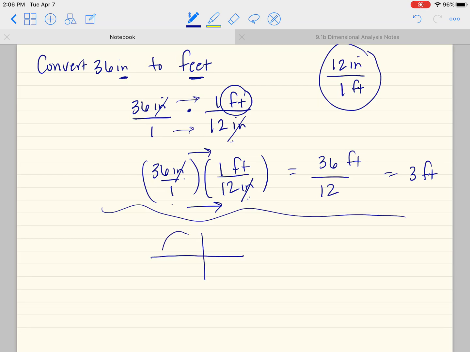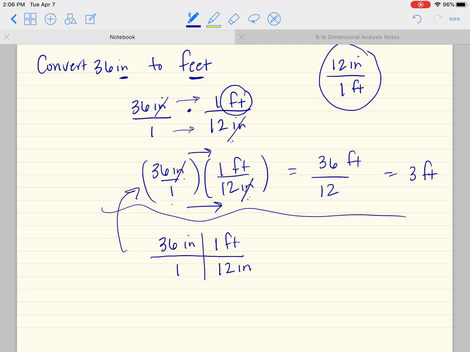Okay? Now, I don't want to say I'm lazy, but I don't like having to put all the parentheses in here. So when I do this process, I just make a little T, but it's going to represent the same thing where this part of the T is a fraction, this part of the T is another fraction. Okay, so in the first part, I'm going to put in what I'm given. So I was given 36 inches, and that was it. So I'm just going to put a 1 in that open spot. And then the unit fraction is going to go in the next spot. So we said we were going to use 1 foot and 12 inches.